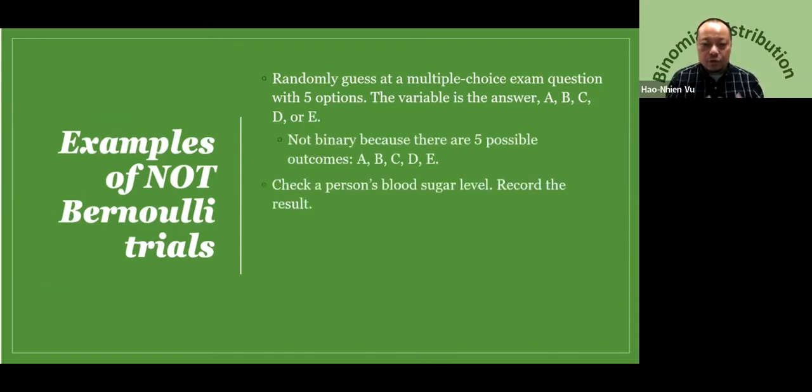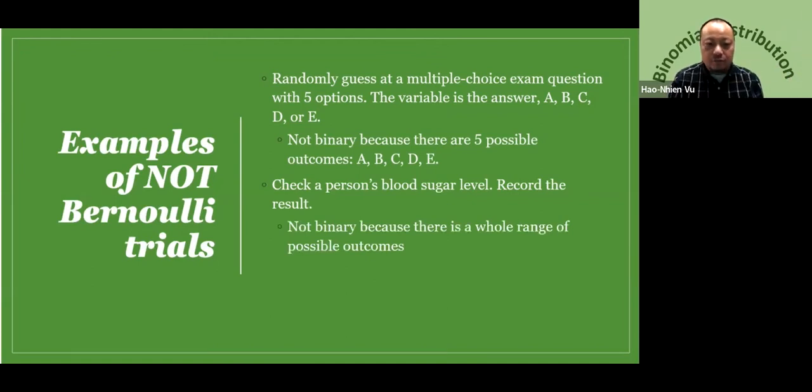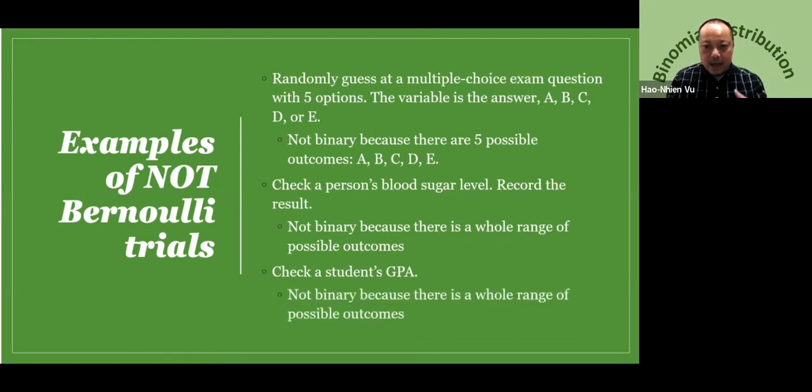Next example, if you check a person's blood sugar level, but you're not the doctor, you're the lab person, so you just write down the number and you pass it off. Your variable is the number. Well, that numerical value is obviously a whole range of possible outcomes, so no, it's not binary, it's not Bernoulli. Next example, let's say that you check a student's GPA. You ask them, what's your GPA? They give you an answer. Well, since GPA has a whole range of numerical values, it's not Bernoulli, it's not binary. That's the concept of a Bernoulli trial.